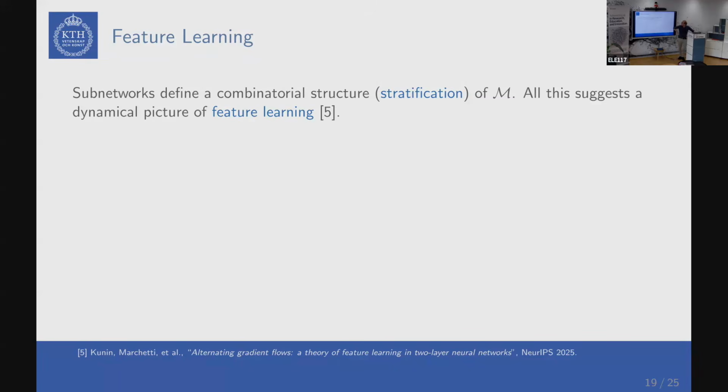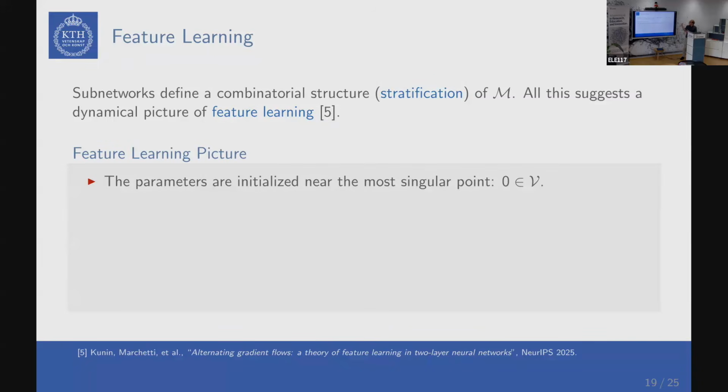And here I claim that this stratification is related to feature learning, to how neural networks might learn features, at least in some contexts. Why? First of all, this story holds only when we start very close to the origin. If you initialize your network super close to the origin, the story is kind of precise, at least in some cases, at the limit of vanishing initialization, when the initialization really goes to 0. The origin is the most singular point. All neurons are dead. No neuron participates in the forward pass.